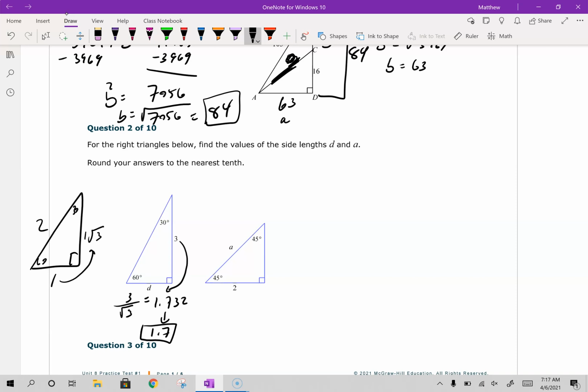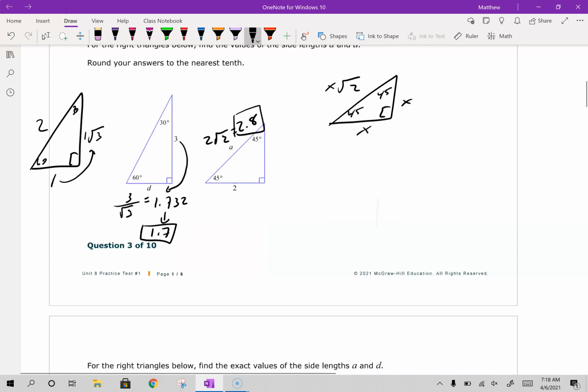So let's go here. For a 45, 45, 90, if these are x or 1, this is just whatever it is times the square root of 2. So this will just be 2 square root of 2, which in a calculator is 2.8. That's the nearest tenth. So those are your answers for that.